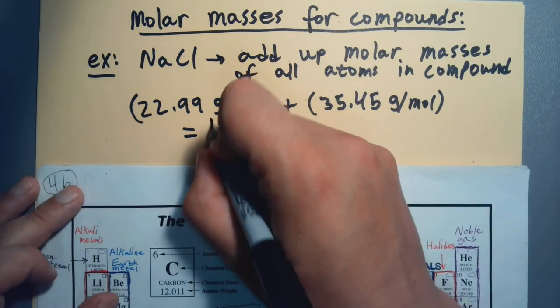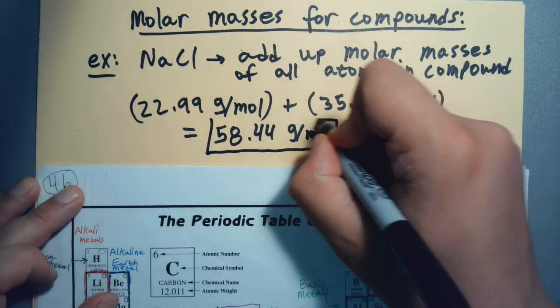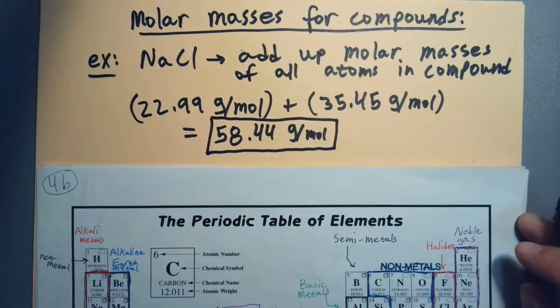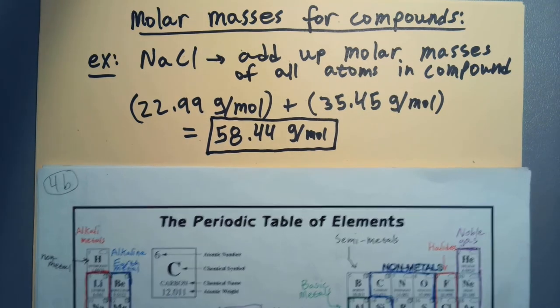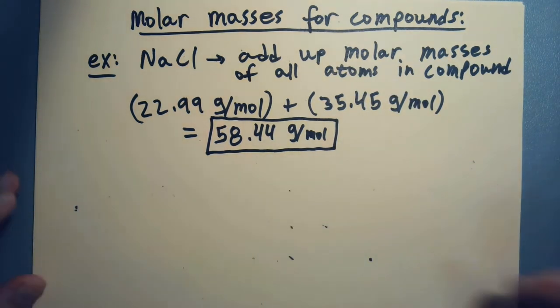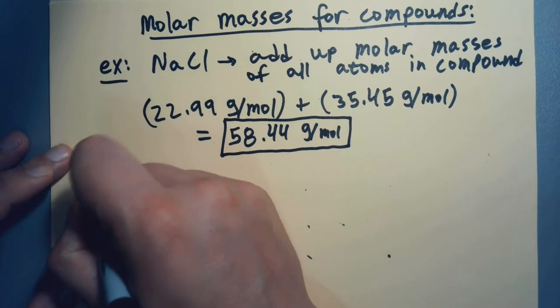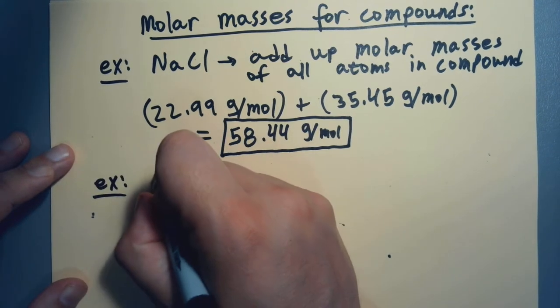All right, and then, yeah, good habit. We're just going to box our final answer. There we go. 58.44 grams per mole. We just add the pieces up. So let's do another example with this. We'll do a covalent compound this time, mix it up.